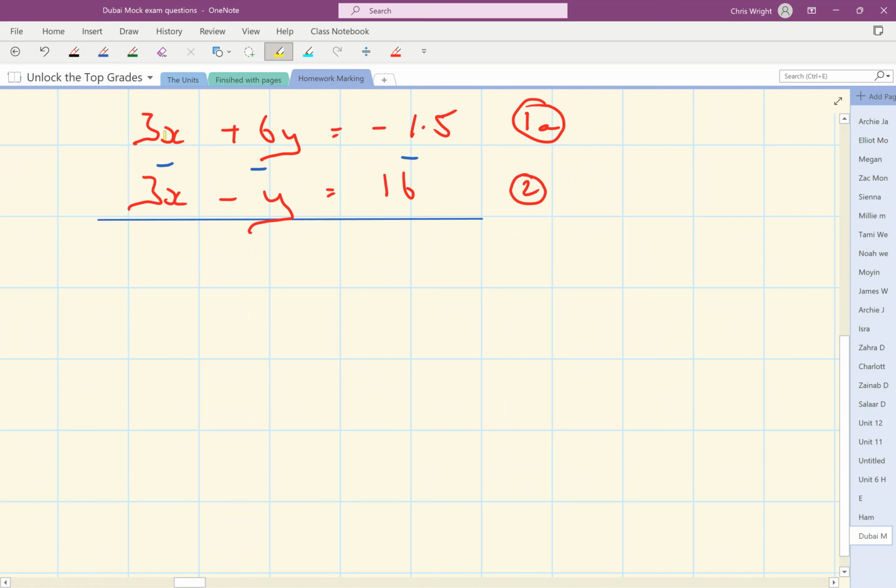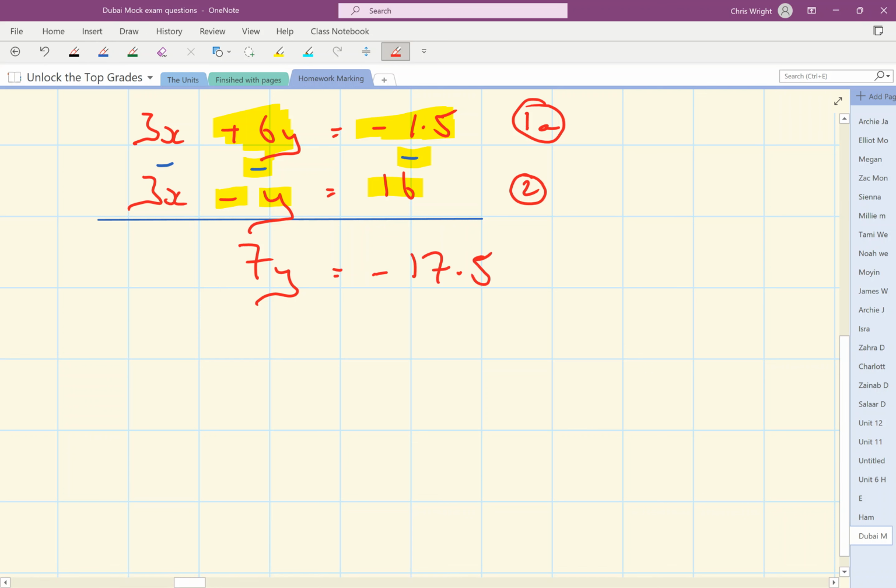Now, let's have a look. 3x minus 3x is nothing. Plus 6y minus y. Ooh, plus 6y minus y, that is 7y, because it's plus 6y plus y. Equals minus 1.5 minus 16. That is minus 17.5.